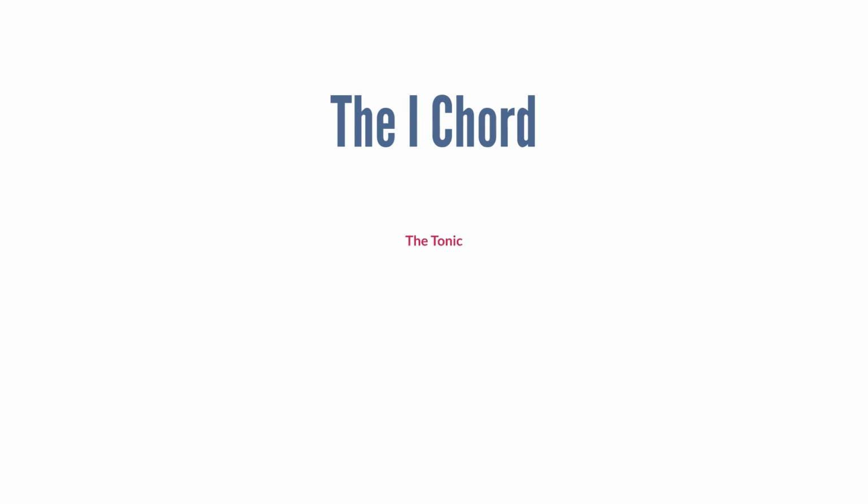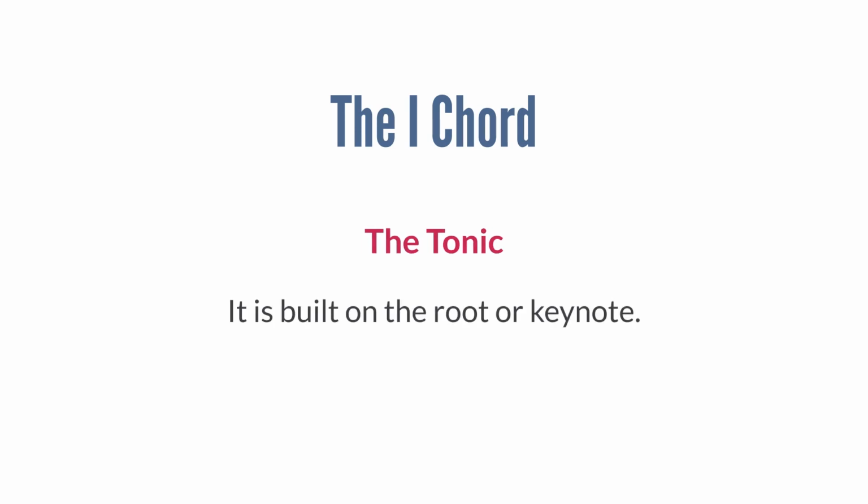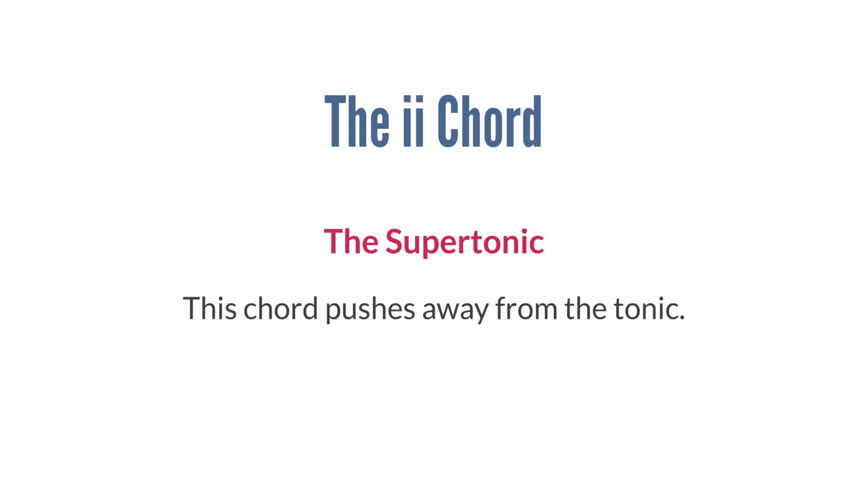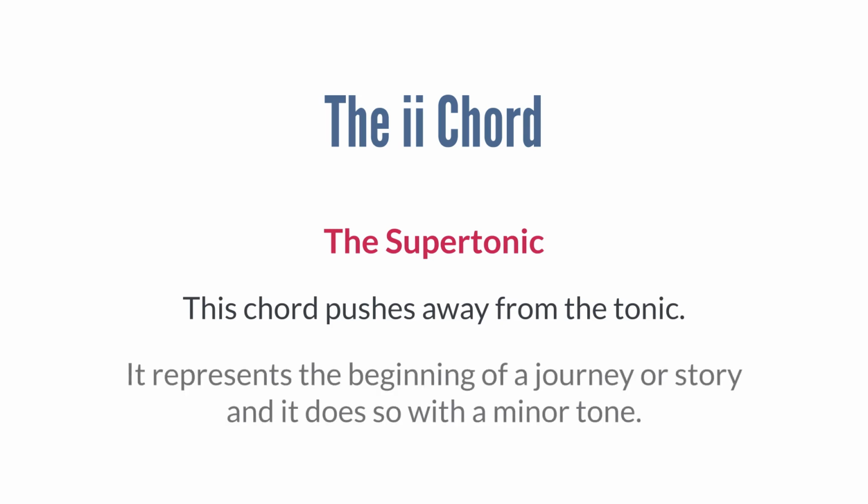The 1 chord is the tonic chord for the key. It's built on the root or keynote. This chord is home. The 2 chord is the supertonic. This chord pushes away from the tonic. It represents the beginning of a journey or story, and it does so with a minor tone.